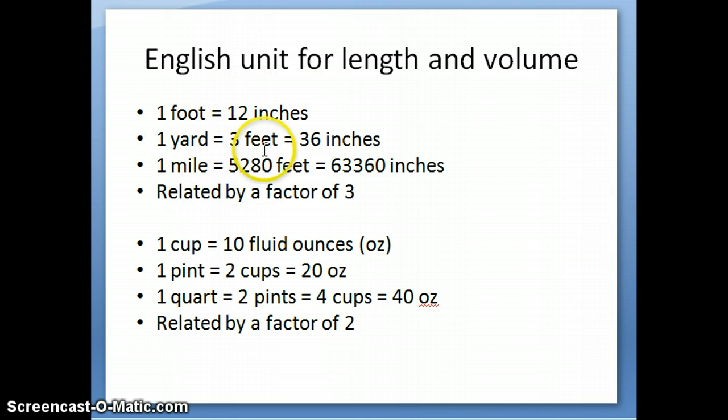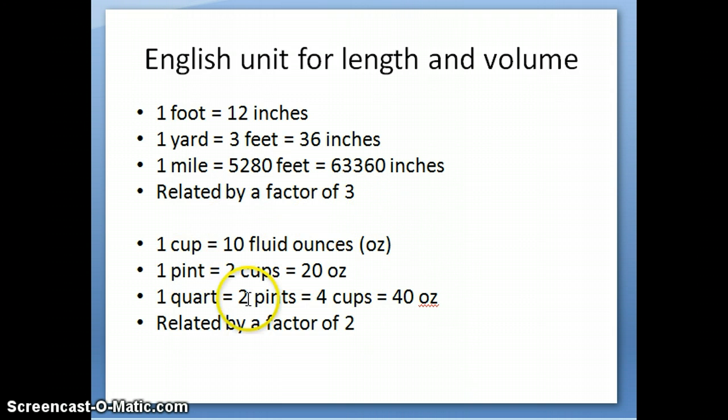Here are two different conversions, one for length and the other one for volume, in the English units. As you can see at the top here, these are all length measurements in the English unit: foot, inches, yard, miles, and so on. These are the relationships among these units. 1 foot is equal to 12 inches, 1 yard is equal to 3 feet, which is also 36 inches, and so on. What we can see is all of these numbers are related by some factor of 3. So if that's the only thing that we need to remember, then that's all fine. We know that all the units are related by a factor of 3.